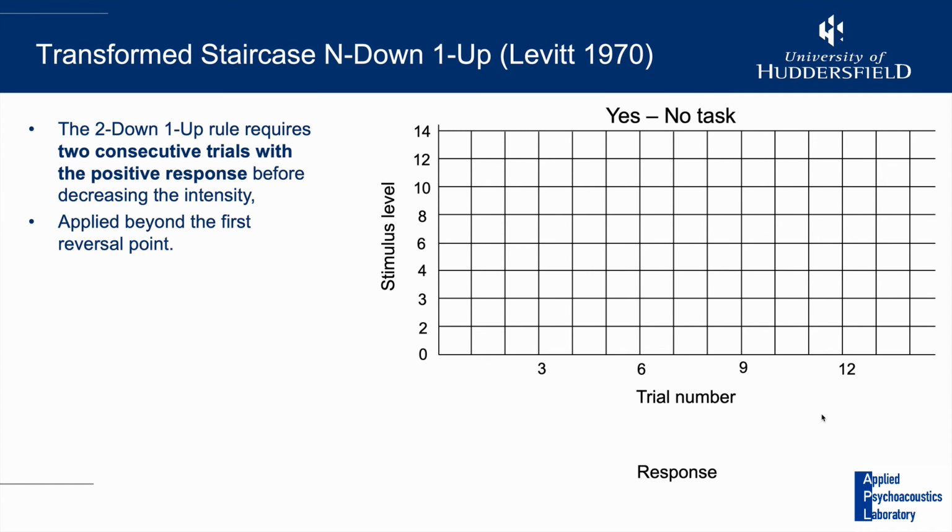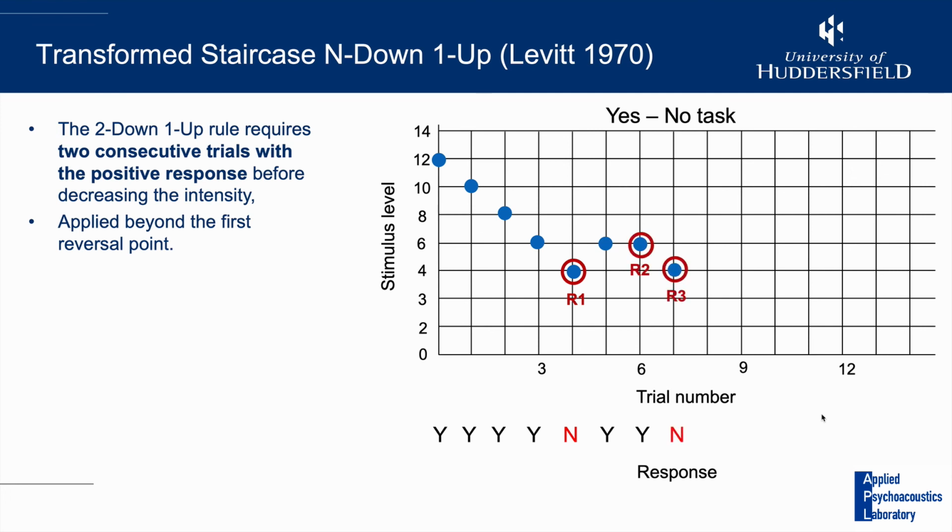Now let's have a look at this example of the same yes-no task. Again, we start with the 12 dB condition in the first trial. If the response is yes, then we decrease the level by 2 dB, and we repeat this until we reach the first reversal point. And now, if the answer is no, we increase the level by 2 dB again. And we ask the question. If the response is yes at this point, the important thing is that we repeat the same condition once again and ask the same question. Now, if we get 2 consecutive yes responses, then we decrease the level again.